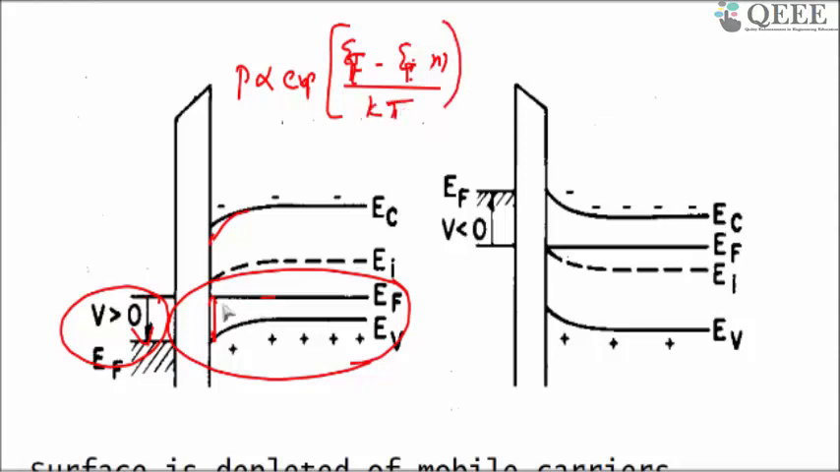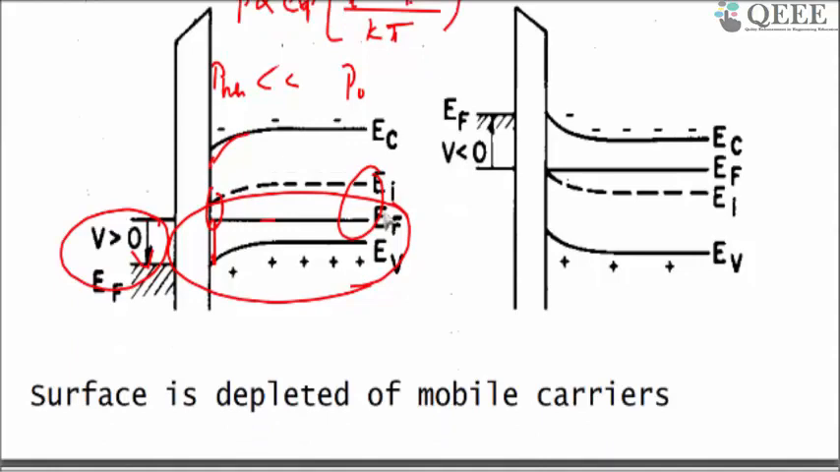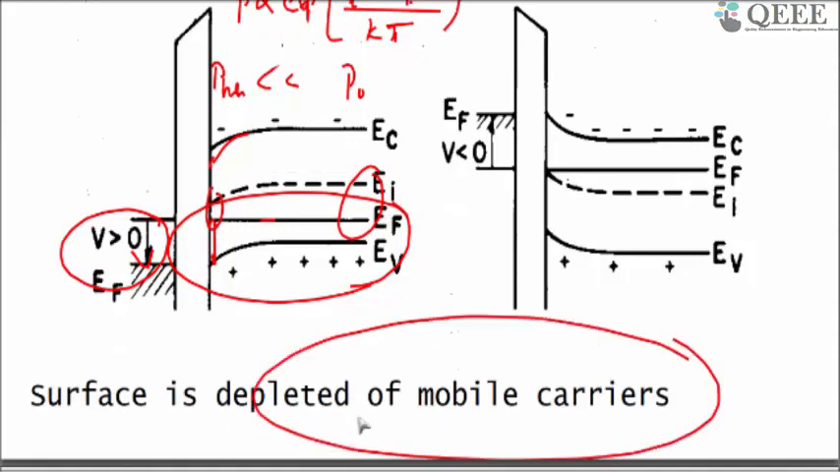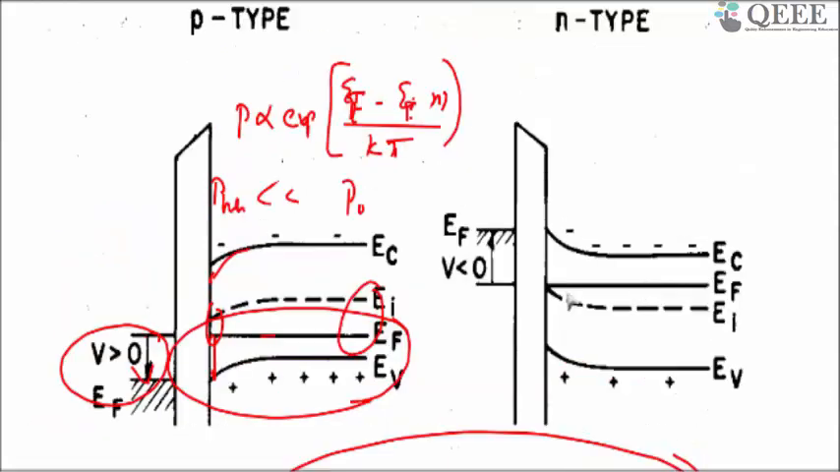Now you can see this gap was large here and here it reduces. That means you are reducing the hole concentration. So P of holes is now less than P0 in the bulk. You are reducing the number of holes at the surface, so that is why it is called depletion. Depletion means you are trying to deplete the surface of majority carriers. Whatever the mobile carriers are, they are being depleted. The surface is depleted.